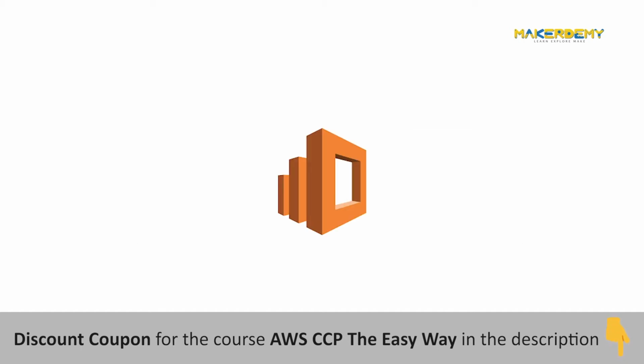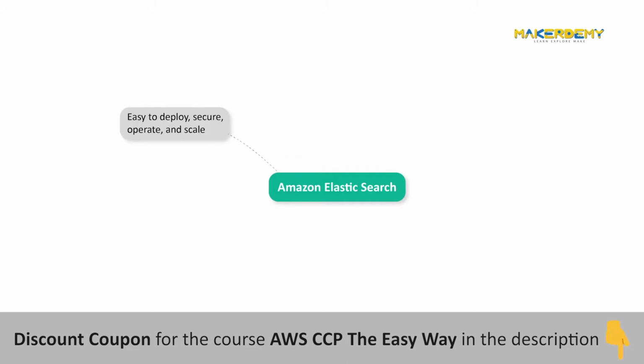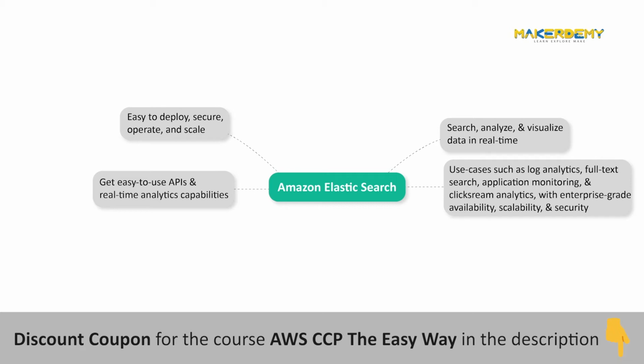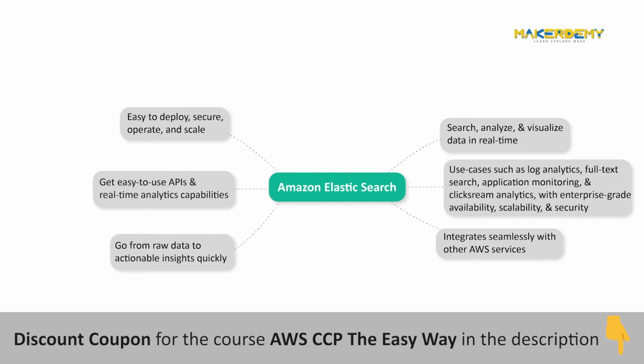Amazon Elasticsearch Service. Amazon Elasticsearch Service makes it easy to deploy, secure, operate, and scale Elasticsearch to search, analyze, and visualize data in real time. With Amazon Elasticsearch Service, you get easy-to-use APIs and real-time analytics capabilities to power use cases such as log analytics, full-text search, application monitoring, and clickstream analytics with enterprise-grade availability, scalability, and security. It also integrates seamlessly with other AWS services so that you can go from raw data to actionable insights quickly.